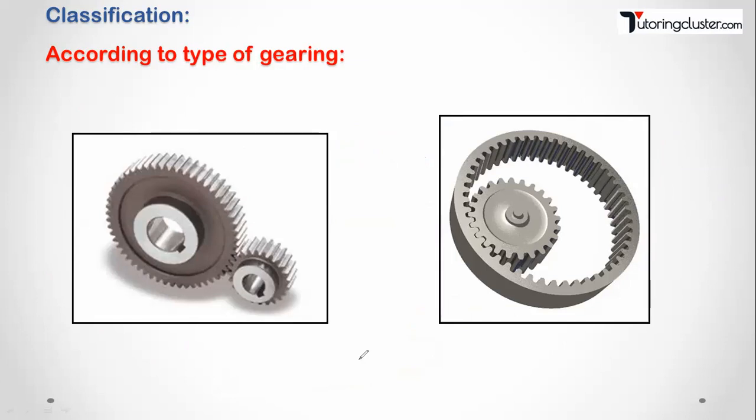So we have seen classification according to the arrangement of shafts. Now according to the type of gearing, this is external gearing, which means gears are meshed externally. While in the second picture, this is internal gearing, where gears are meshed internally. So external gears and internal gears.